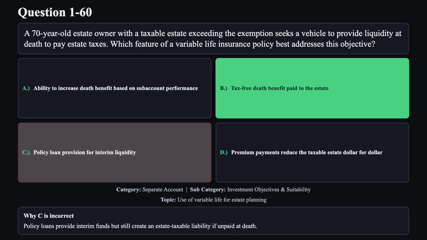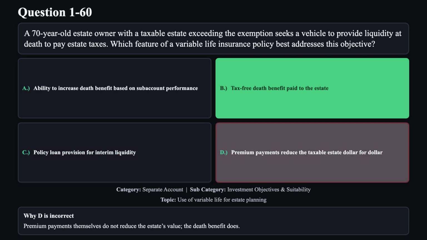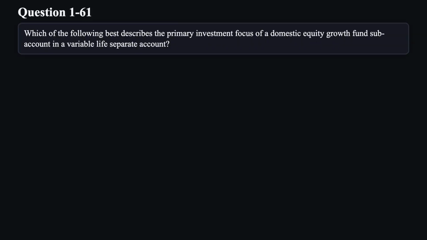Reason C is not correct. Policy loans provide interim funds but still create an estate taxable liability if unpaid at death. Reason D is not correct. Premium payments themselves do not reduce the estate's value. The death benefit does.